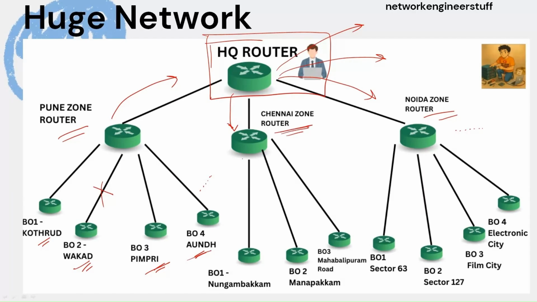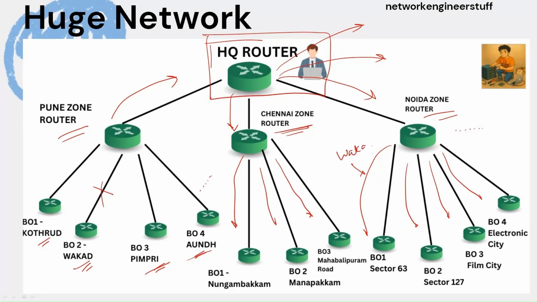Now this Chennai router will send the SPF update to its branch routers also. The Noida router will also send this update to all its routers. What is in this update? In this update, it is that the link between Wakad branch and Pune zone is down.